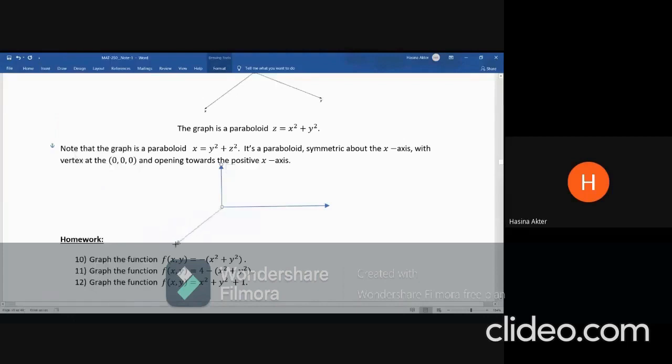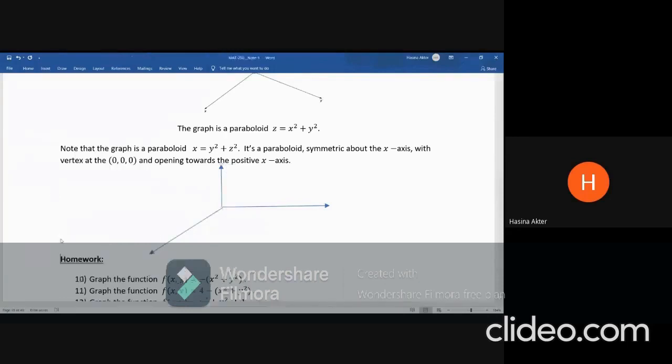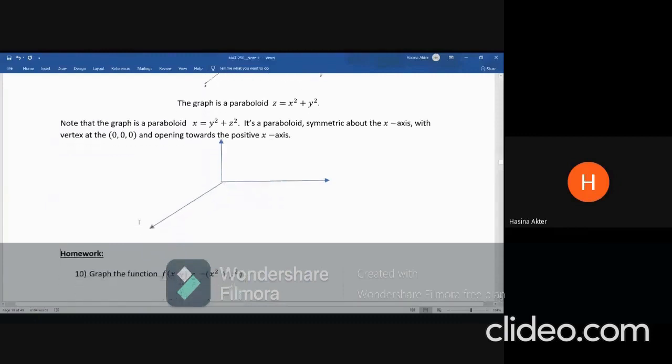When you are talking about domain, you have a 2D plane, okay? You have a 2D plane, but when you are graphing the function, you are in 3D. So when you are in 3D, the domain contains only a single point of the graph. Okay? Did you get my point?